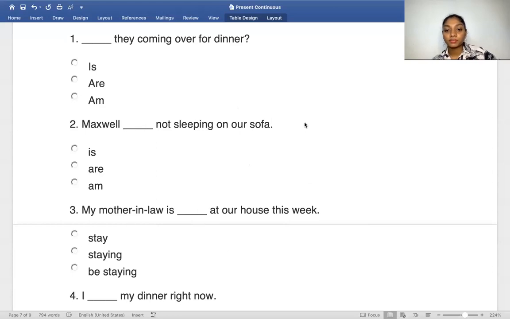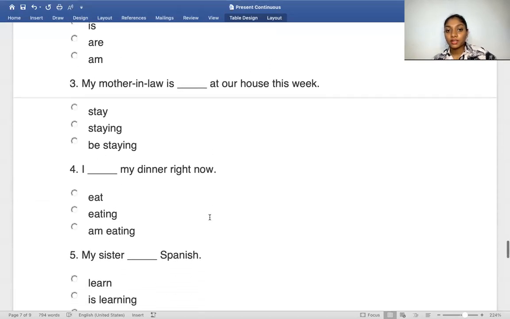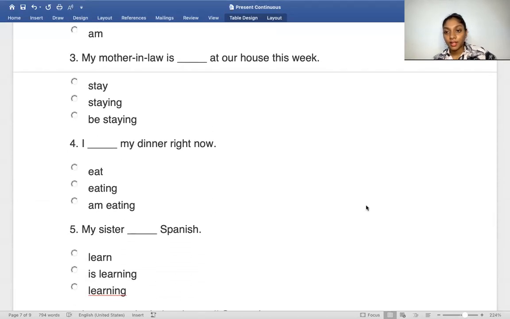Number 2. Maxwell is not sleeping on our sofa. Number 3. My mother-in-law is staying at our house this week.